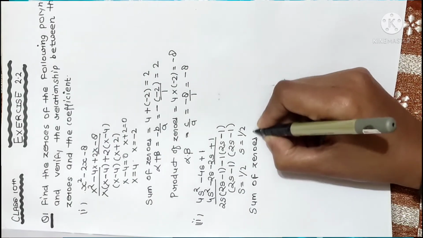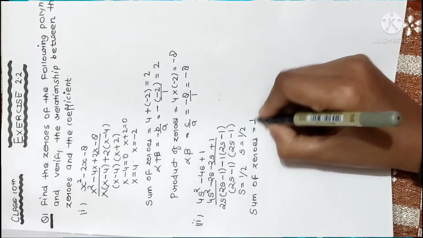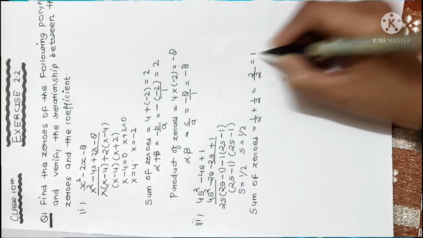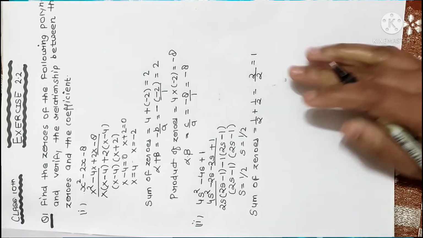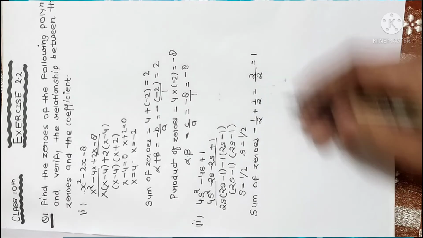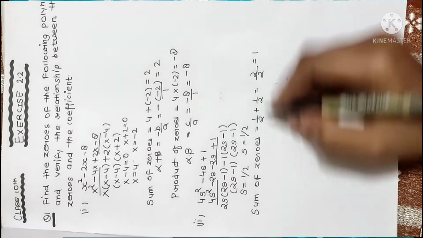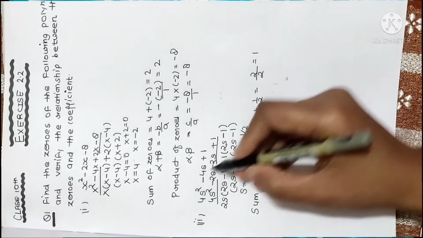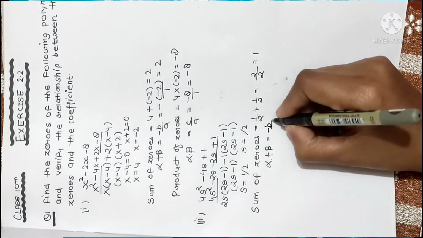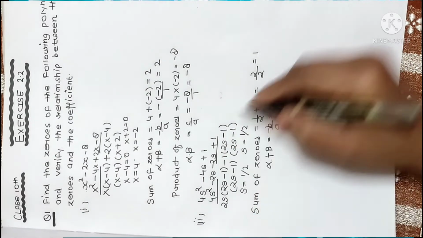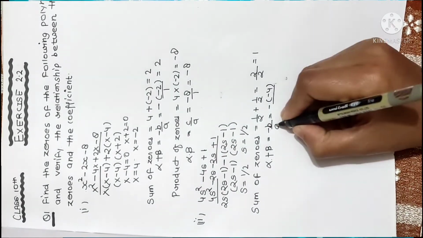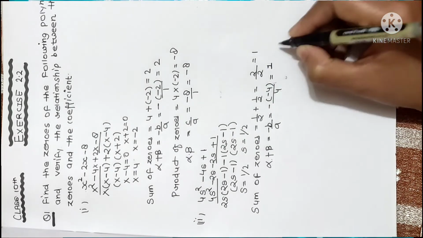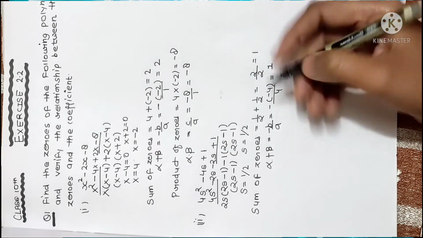So the sum of zeros equals 1 by 2 plus 1 by 2. After taking LCM, it will be equal to 1. Yes, 1 plus 1 is 2, so it is equal to 1. And if we take alpha plus beta, the sum of zeros, then from the equation it is equal to minus b upon a. So minus b, which is minus 4 from the equation, and a is 4. Then it will be minus minus plus, so it is 4 upon 4, which is equal to 1 again. So both are equal, so it is verified.